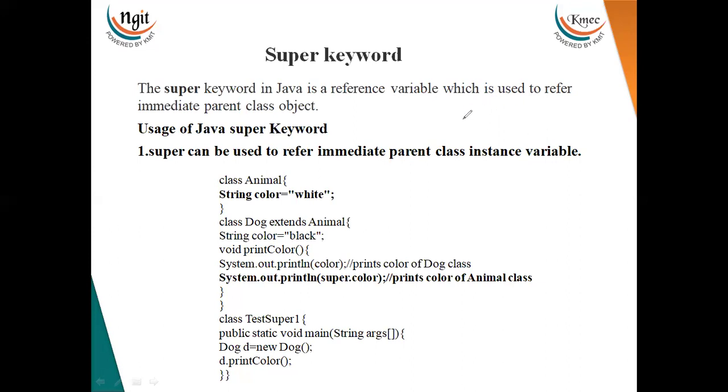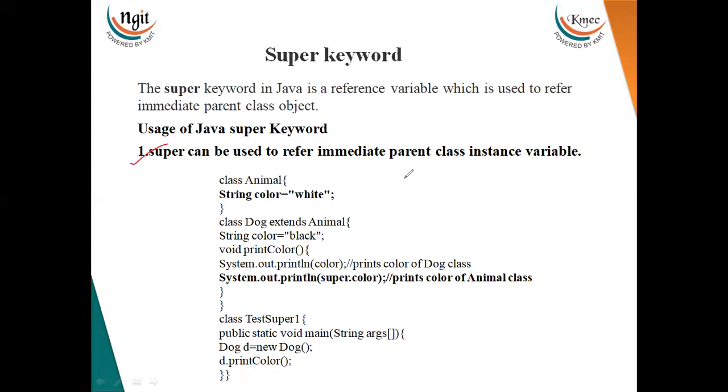Basically, the super keyword is used to refer to the parent class object, or if you want to access the parent class variables, or if you want to execute the parent class constructor method, then we use this super keyword. So we use it in three different cases. I'm going to explain them one by one.